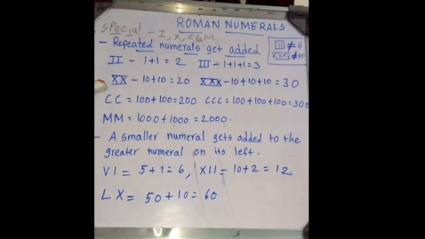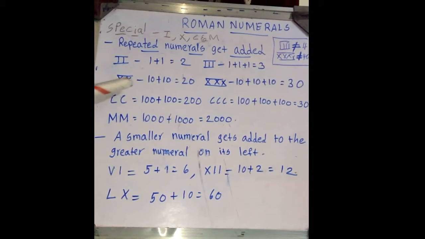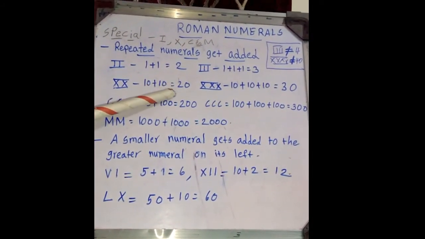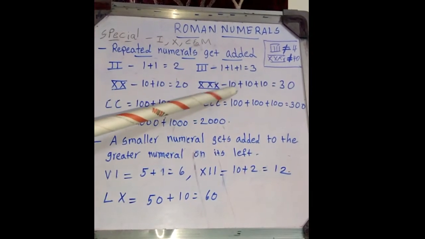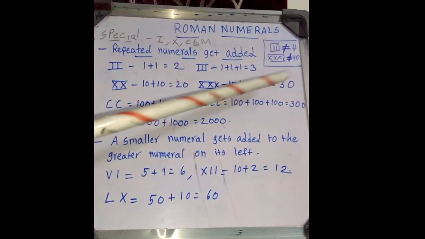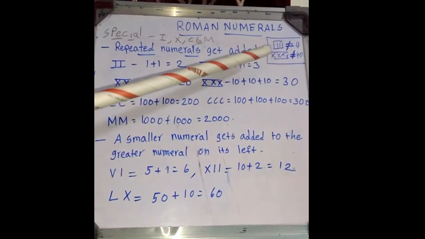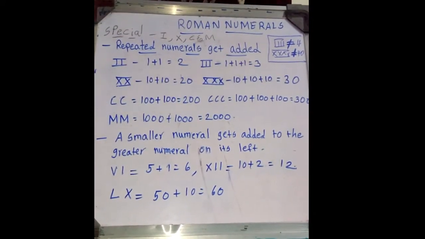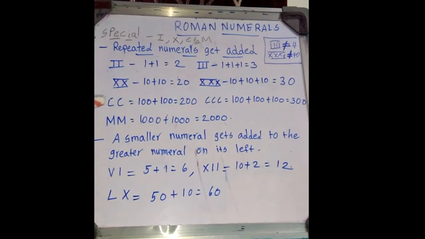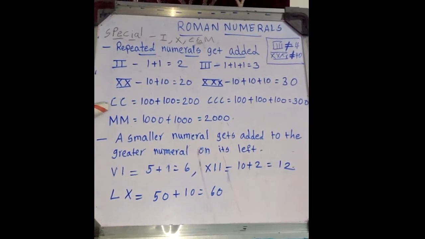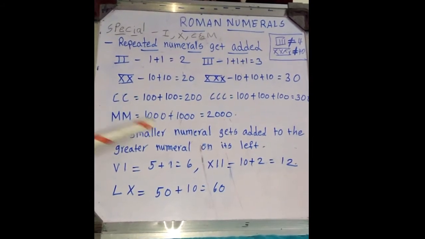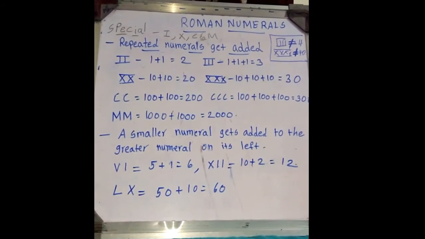Here I wrote X 2 times, they get added: 10 plus 10 is equal to 20. 3 times: 10 plus 10 plus 10 is equal to 30. You should not write X 4 times. That is again wrong, and so on. See, here I wrote C 2 times and 3 times. M 2 times is 2000.